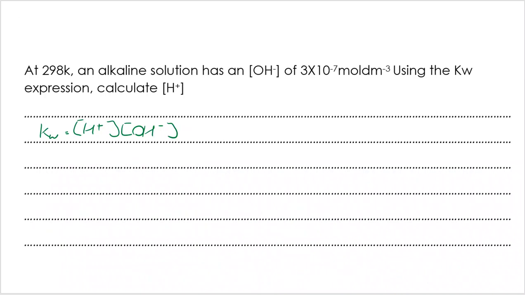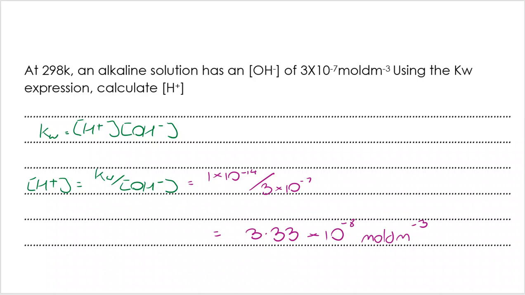I've started you off with the Kw expression. This time we're calculating H plus, so we rearrange slightly differently, but this time it's Kw over concentration of OH minus. We put the numbers in that we're provided with. Kw that we have to learn, 1 by 10 to the minus 14, divided by concentration of OH minus, 3 by 10 to the minus 7. Take that calculation through and we get to an answer of 3.33 by 10 to the minus 8 moles per decimetre cubed. These calculations we're looking at now are going to become steps in much bigger calculations later, so getting a handle on these basics is going to be incredibly important.